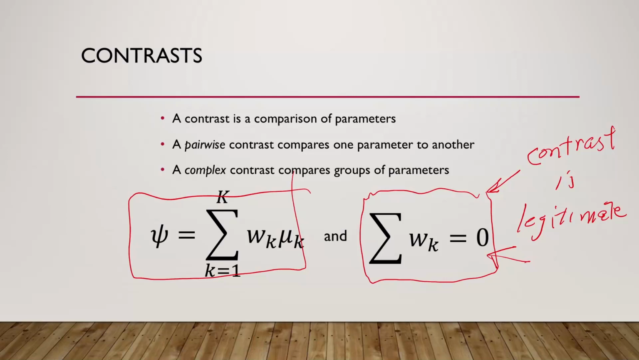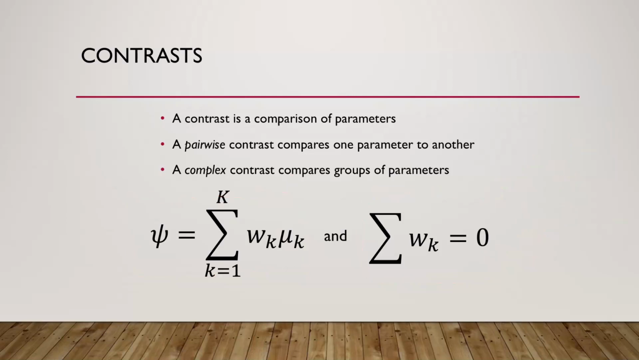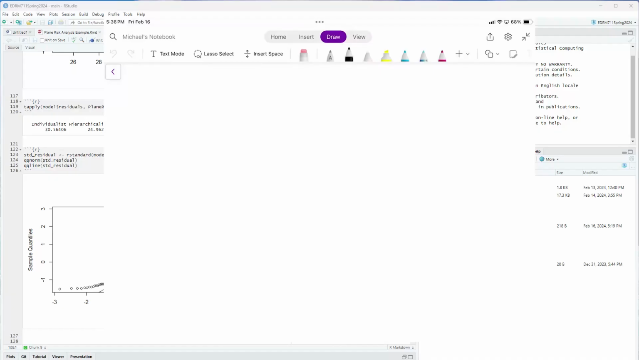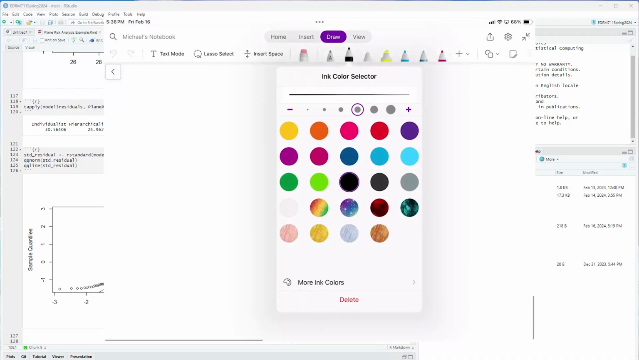So this first formula over here by itself defines a contrast, but it doesn't become a contrast unless we also meet the properties of this second formula and all the weights add up to 0. As long as we have that, then we have a contrast. So let's look at an example. Let's suppose that I have, as we do in the data set we've been working with, 3 means.